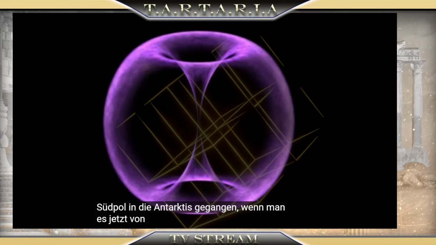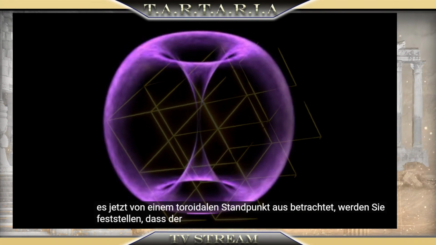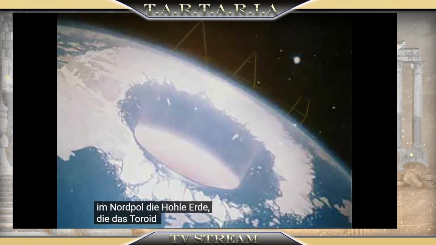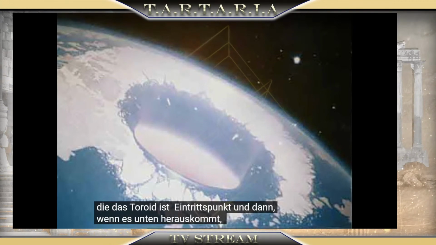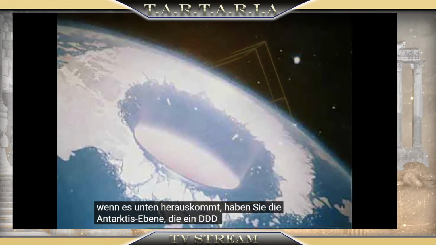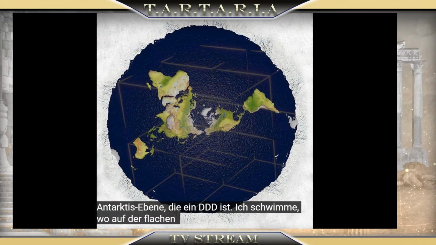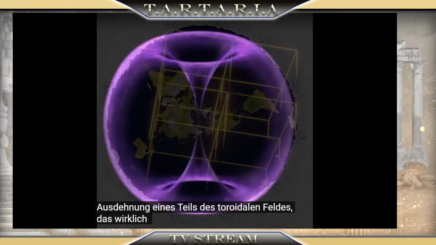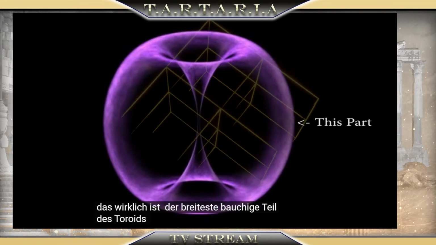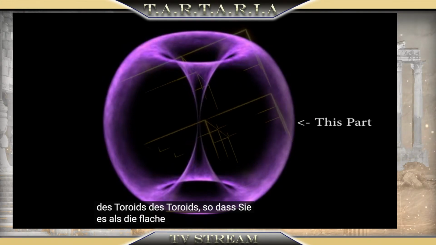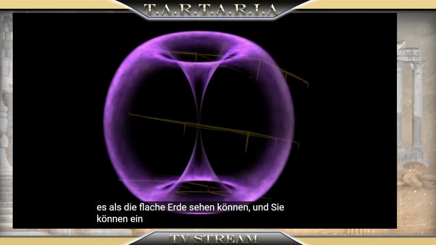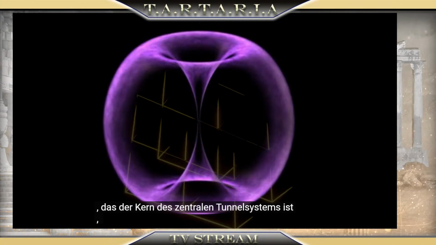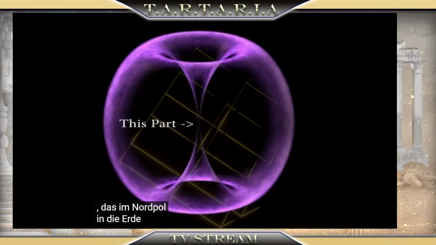Now, looking at it from a toroidal point of view, you'll notice that the North Pole is the point of entry, and therefore you have the hole in the North Pole, the hollow Earth, which is the toroidal point of entry. And then as it comes out the bottom, you have the Antarctic level, which is the ice rim. Where on the flat Earth, you could see it as the ice rim. And that's the expansive part of the toroidal field, which is really the widest, bulgy part of the toroid. So you could see it as the flat Earth, and you can plant a toroidal field on top of it, being the core, that central tunnel type of system, which goes in the North Pole into the Earth, let's say.